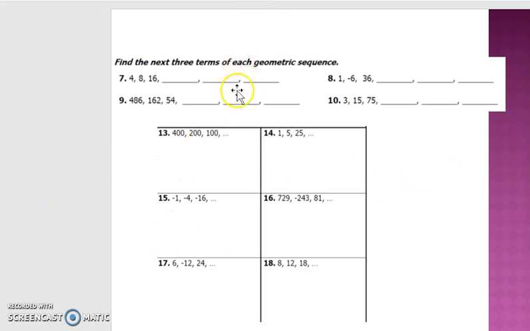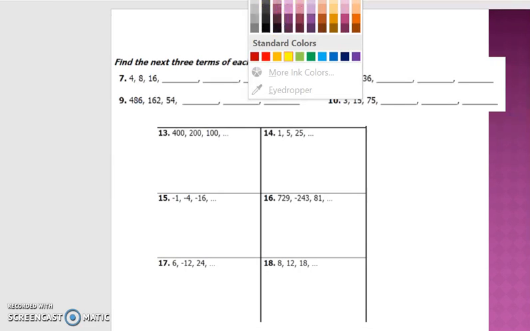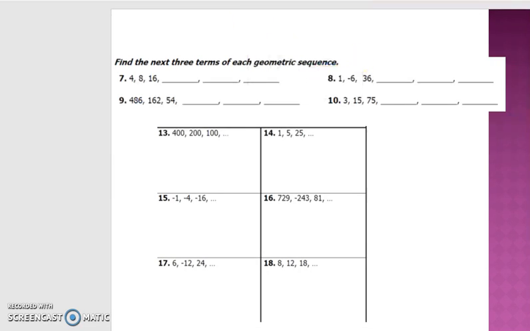All right, so on your worksheet, you will notice you've got a couple things to do. Let's look at this one. It says find the next 3 terms in the geometric series. They already tell you it's geometric, so you've got to be multiplying by something in this series. So 4 times what gives you 8? And does 8 times that same number give you 16? Yes. So we're going to multiply by 2.